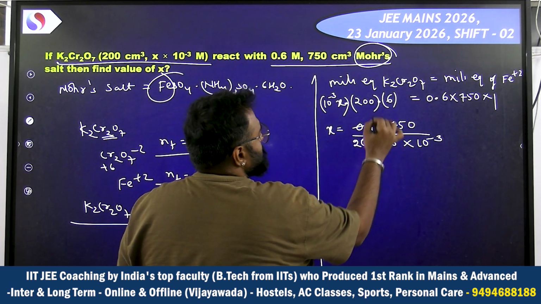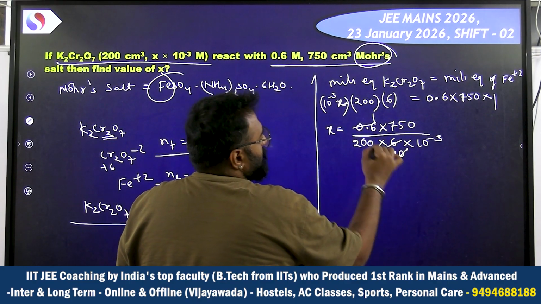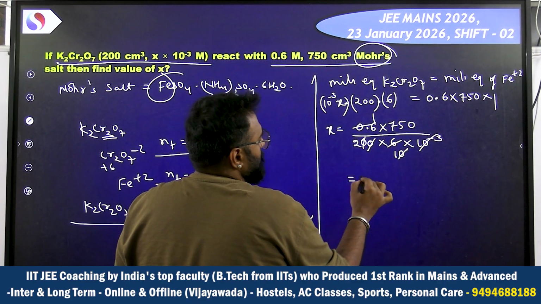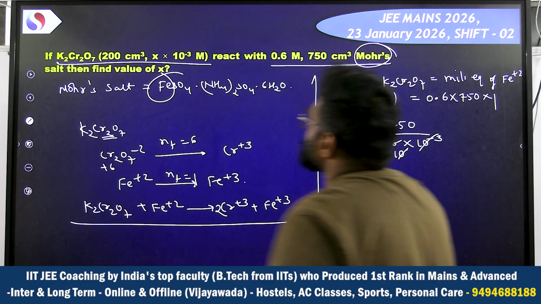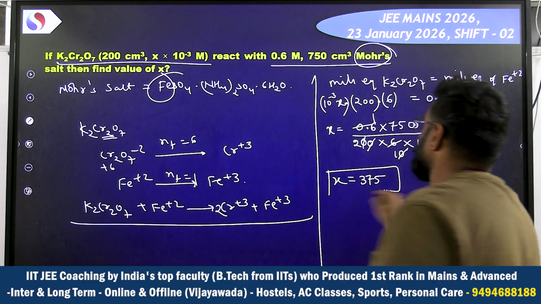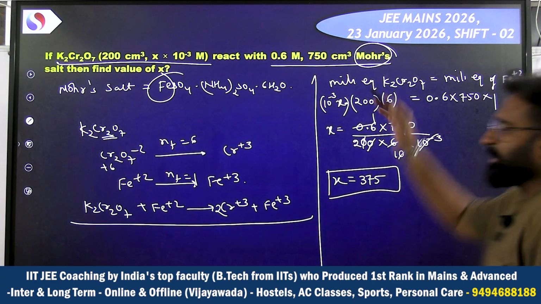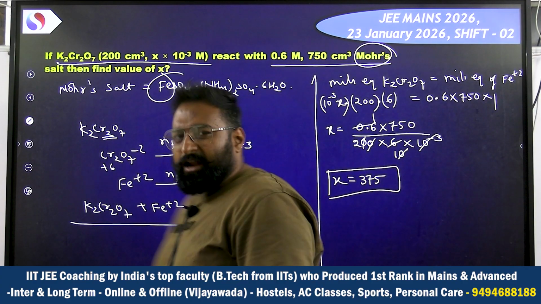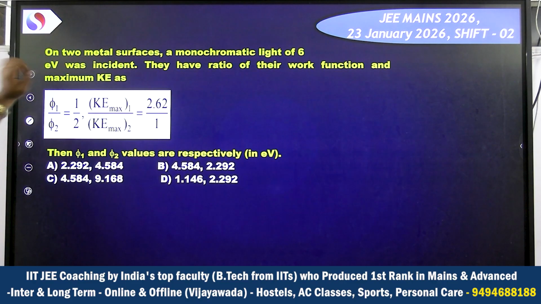Correct? So this is 1 za, 10 za, 0, 0 and 10 to the power 3, that is 375. X is 375. The value of x is 375. Simple question. Simple direct question. Okay? Nothing to worry. Direct question this is. Next.